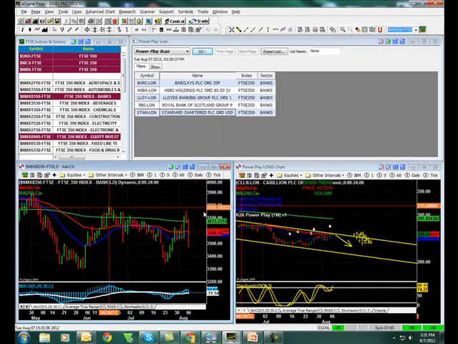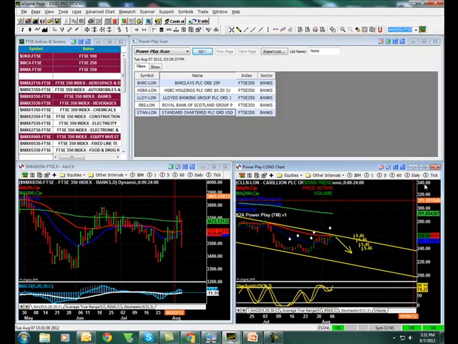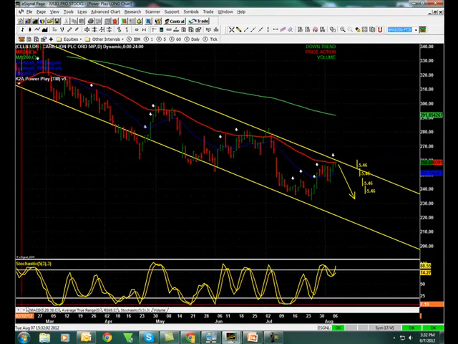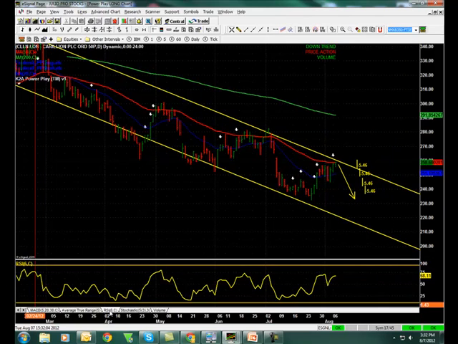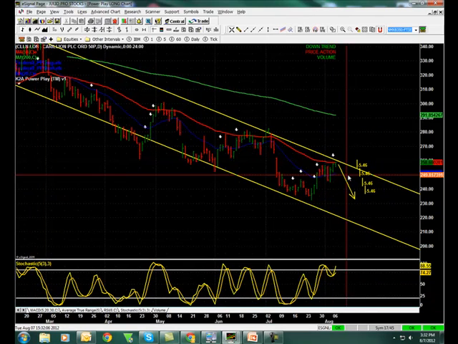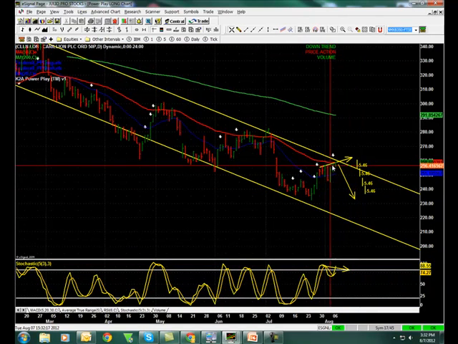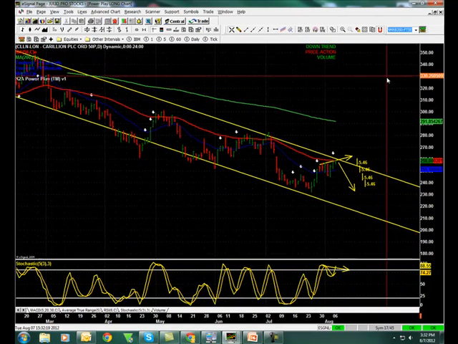What else we've got? The other side, nothing there. Stochastic. If the stochastic pushes down from there, this is going to generate a divergence. High highs in price action, lower highs on the stochastic, and back down to here.